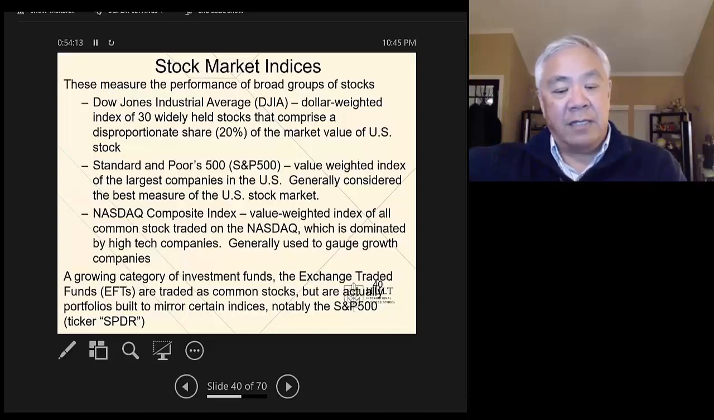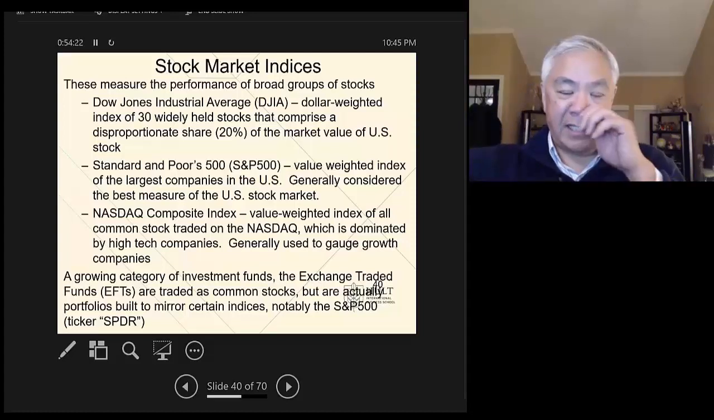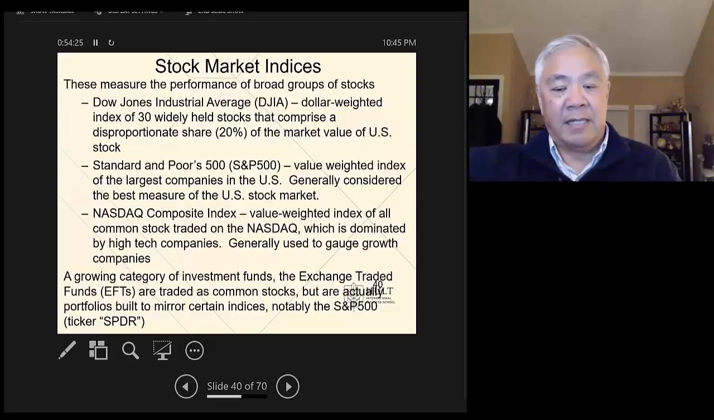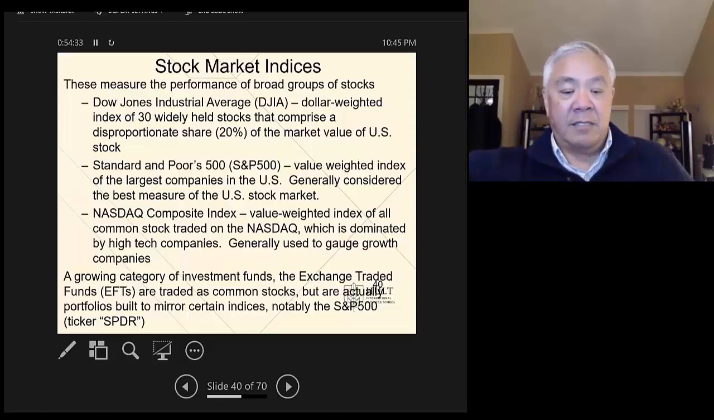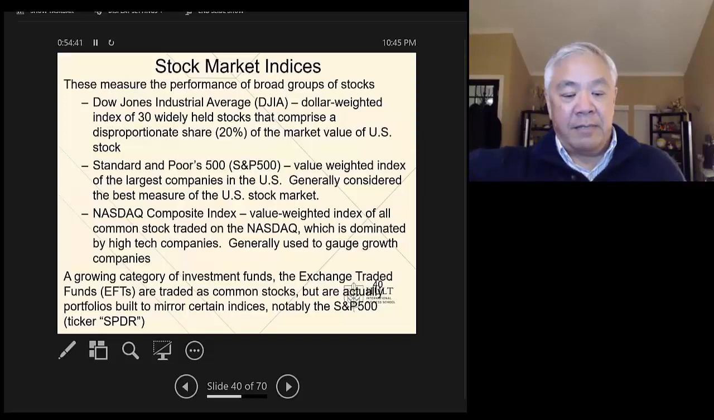The second is the Standard & Poor's 500, which is value-weighted and covers some of the largest companies in the US. It's generally considered a better measure because it has a broader base and it's also value-weighted. The NASDAQ composite is a view of smaller companies, growth companies. And so use different indices based on your analytical purpose. We talked a little about ETFs, and it tracks the index. It's not actually an index.